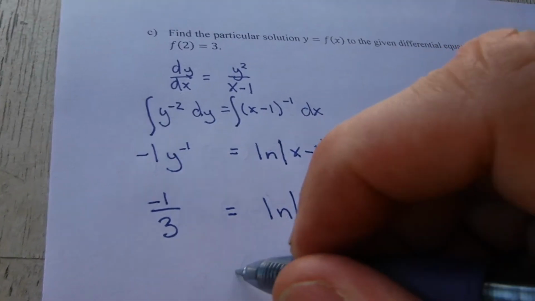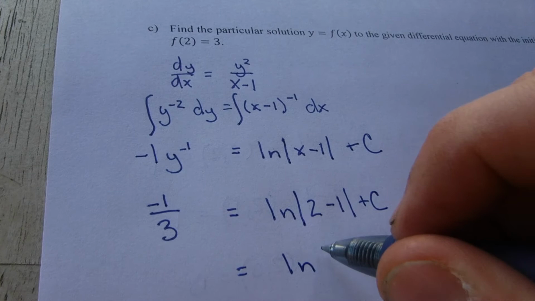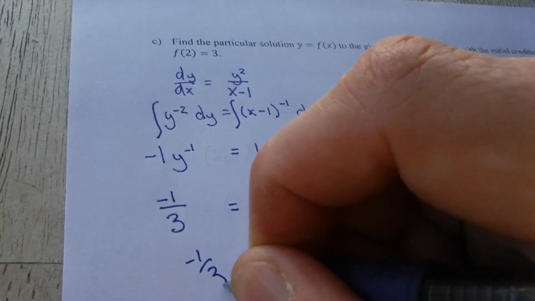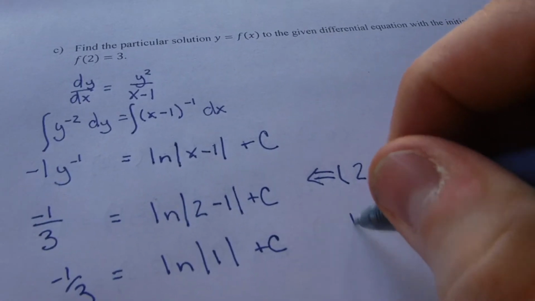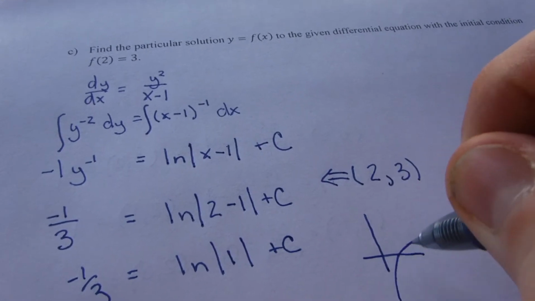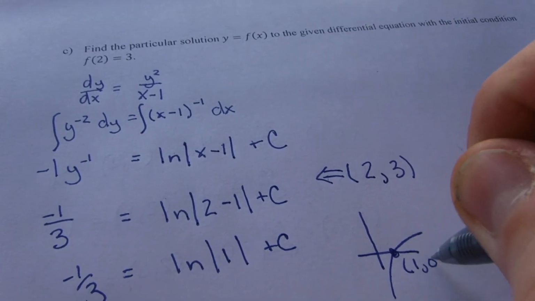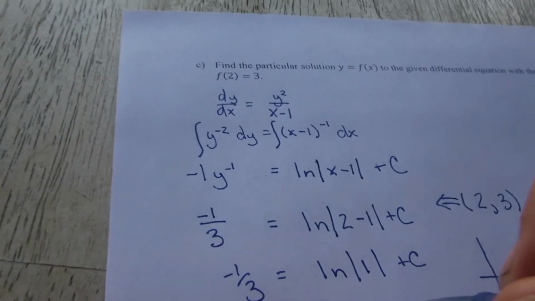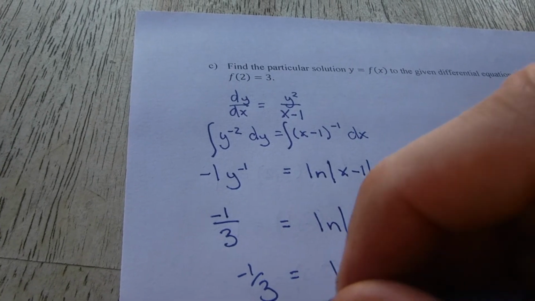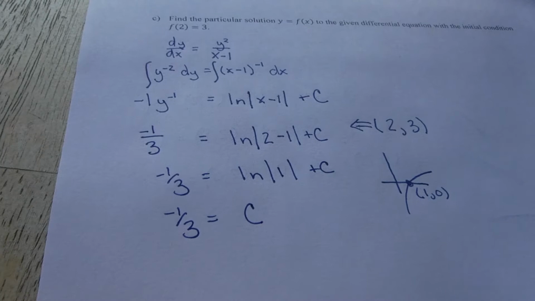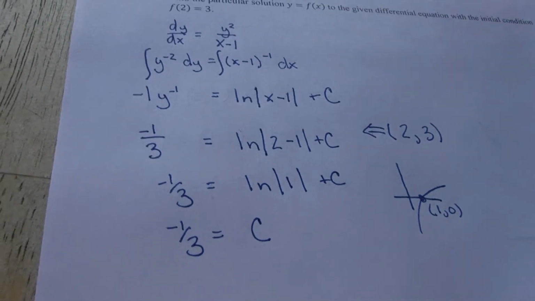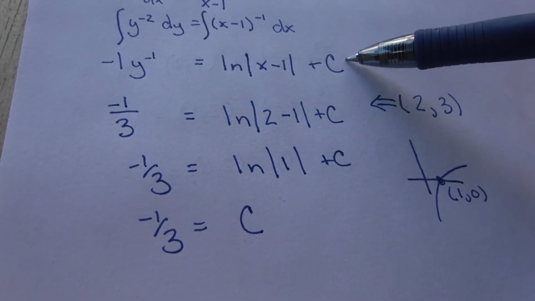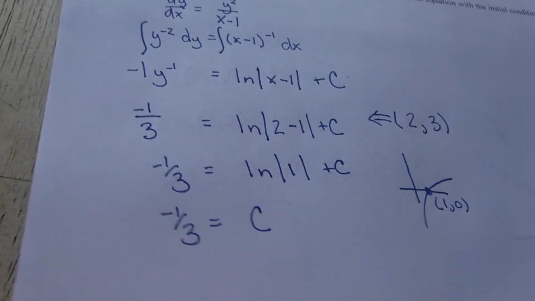Math time. ln of 2 minus 1 is ln of 1, plus c, equals negative 1/3. The ln of 1, however you remember this, is at 1, the coordinate is 0. So that's very fortuitous for us because ln of 1 is 0. So this is in essence saying c, that's 0, is equal to negative 1/3. Hooray! c is equal to negative 1/3. Now we take this c and plug it back into here, and then we're going to solve for this unknown y.